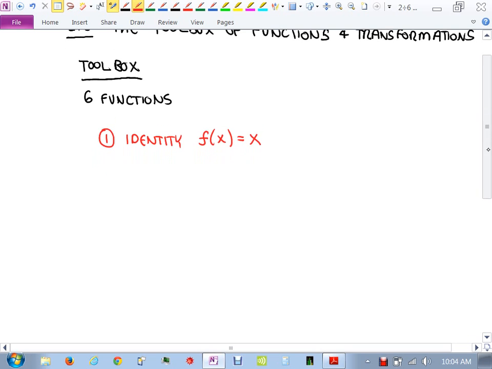Why do they call it the identity? What's f of 1? What's f of 2? What's f of k? What's f of a dog? Basically, whatever you plug in is what comes out. It's identical. The input is identical to the output, isn't it?